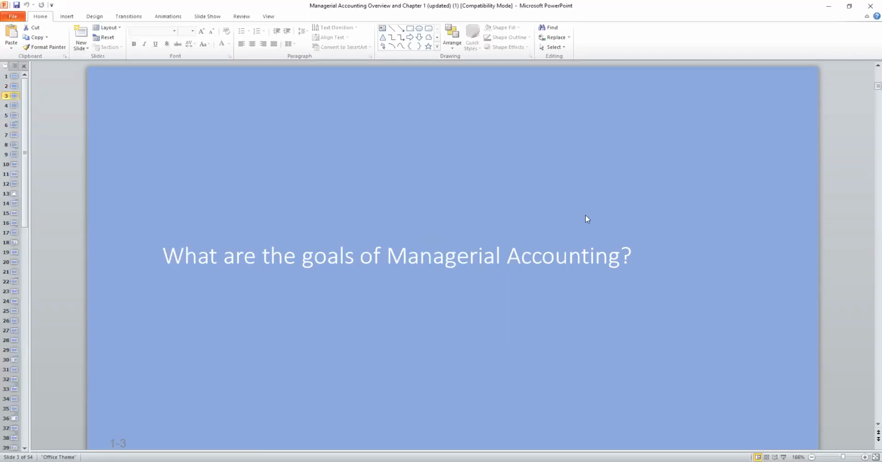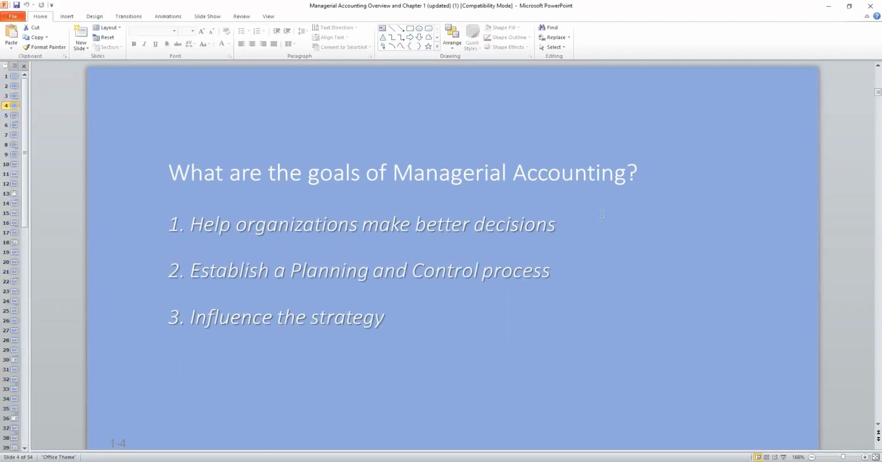So let's talk about the goals of managerial accounting. The first goal is to help the organization make better decisions. So when we think about the role of a management accountant who sits within an organization, he or she is going to help the organization make better decisions. They're also going to put in place a planning and control process. So you probably have been exposed to this along the way. Planning is, sometimes people refer to this as budgeting, and budgeting is a big part of the planning process. And control is basically monitoring how we're doing against our budget.